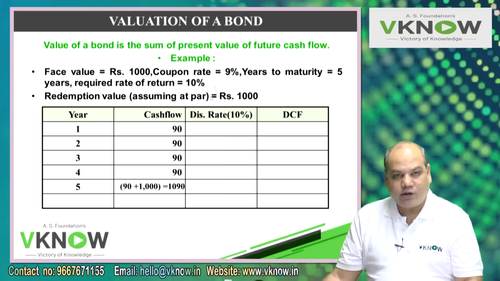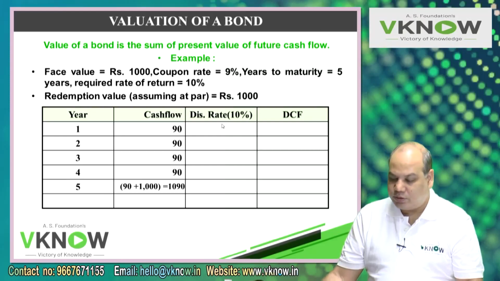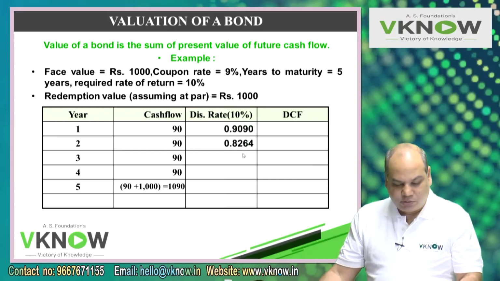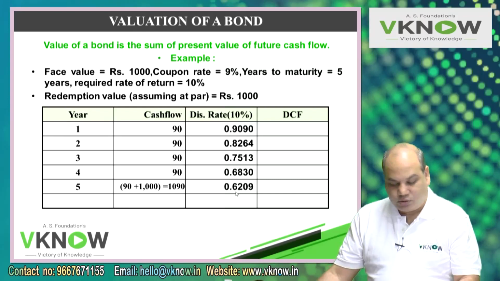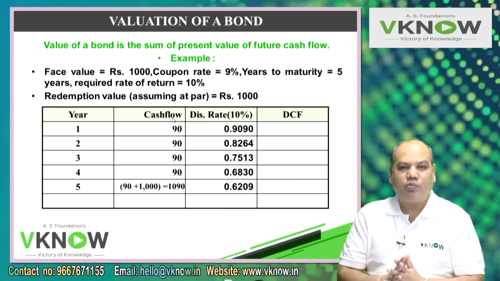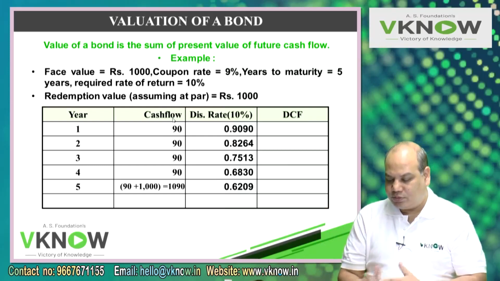Now, what is the required rate of return? This is the rate of return I want, so this will be used as a discount rate. So the discount factor would be 1 divided by 1.10, that is 0.9090. Again you press equal to, now you know how to compute the discounting factor. 0.8264, equal to 0.7513, again equal to 0.6830, again equal to 0.6209. So this is how you will solve a problem of coupon bonds.